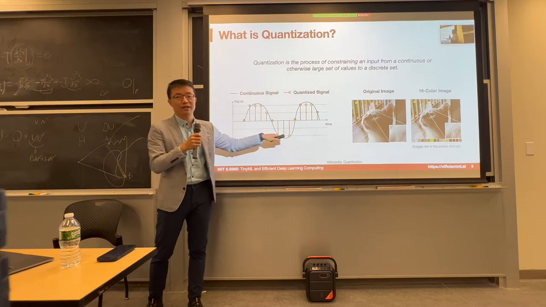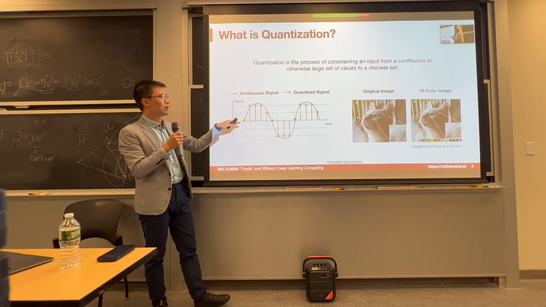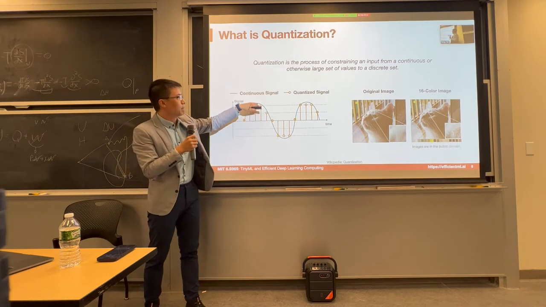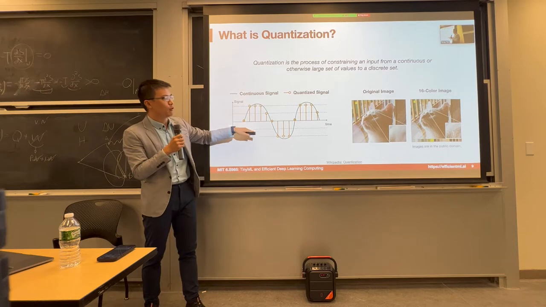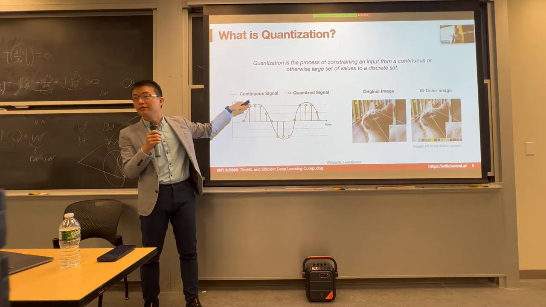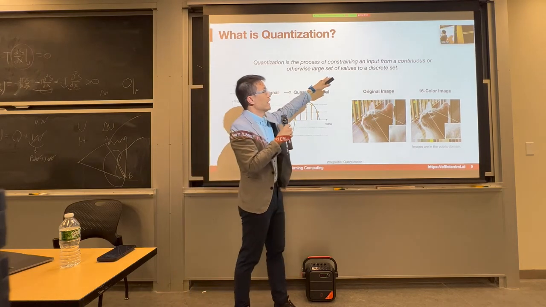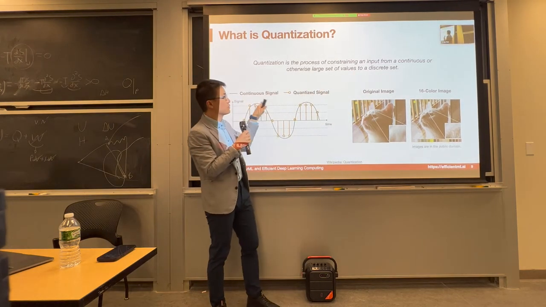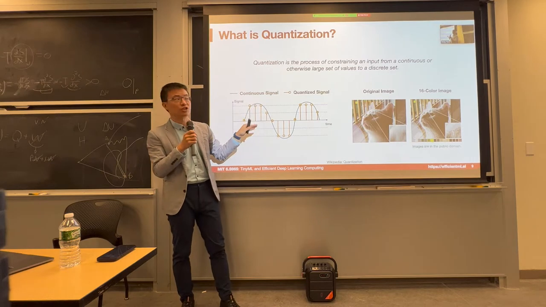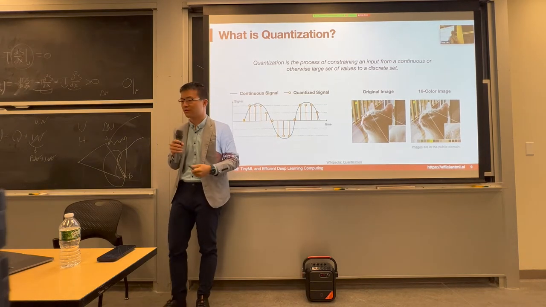Previously you can have a continuous signal, as in this figure. On the time axis, we are sampling in time. On the y axis, we are quantizing in space. Suppose the signal is here, we quantize it to 1, 2, 3, 4, 5 discrete values. Although the signal is continuous, we have only 5 discrete values in this case. So quantization is the process of constraining an input from a continuous, or otherwise large, set of values to a discrete set. In this case, only the values 1, 2, 3, 4, 5.